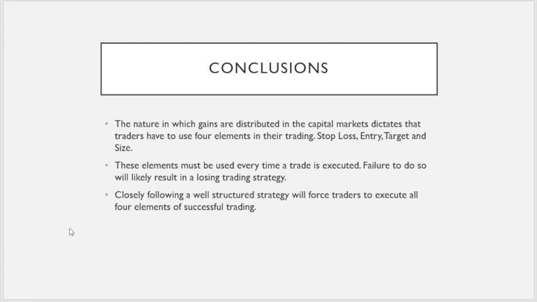The elements of the trades are always present: stop loss, entry, target, size. They have to be executed correctly. Failure to do so is a losing strategy. It's just not going to work for you. There's no way around it. I don't care how smart you are. You have to obey what the data structure dictates, and this is what it dictates. If you follow those elements, you will have a winning strategy.